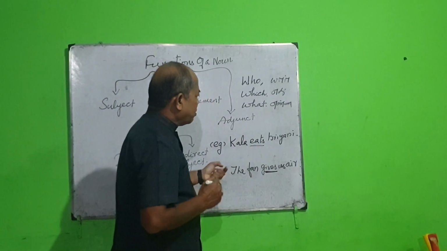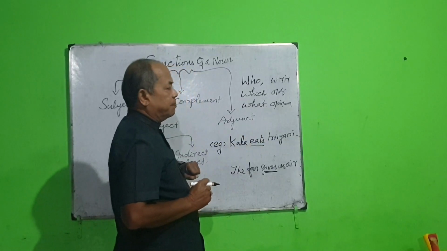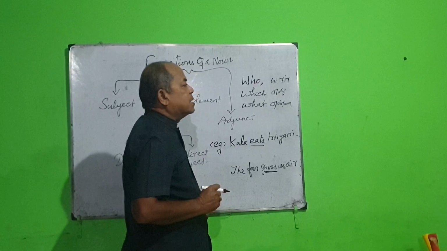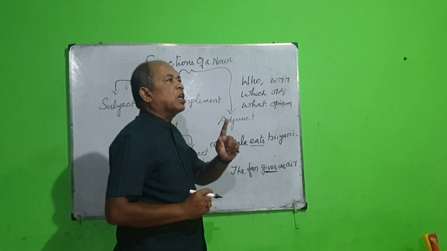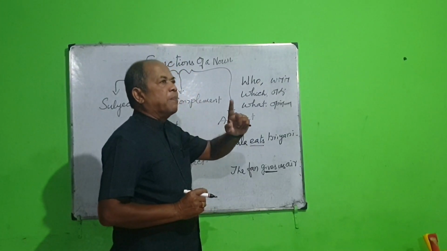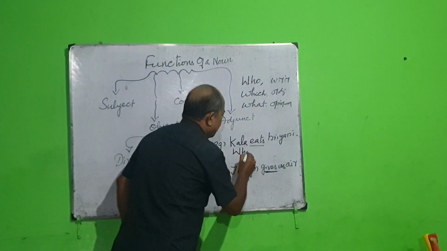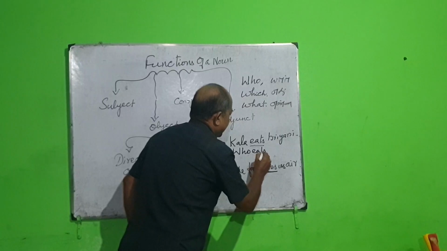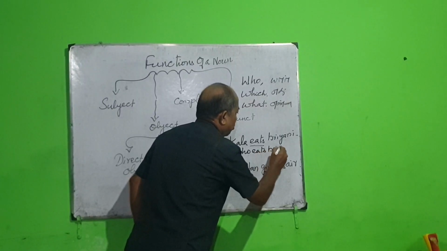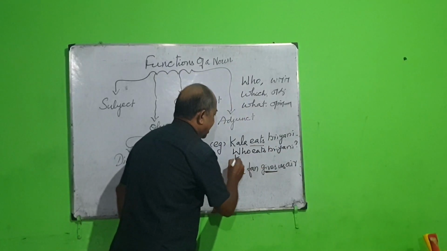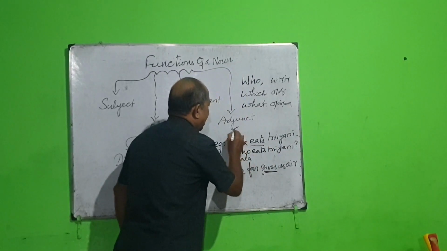So find out the finite verb in the given sentence and then find out the suitable question word. Then afterwards, using the question word and the verb, frame a question. Come on, let us frame a question. Who eats biryani? Kala. So Kala is the subject.